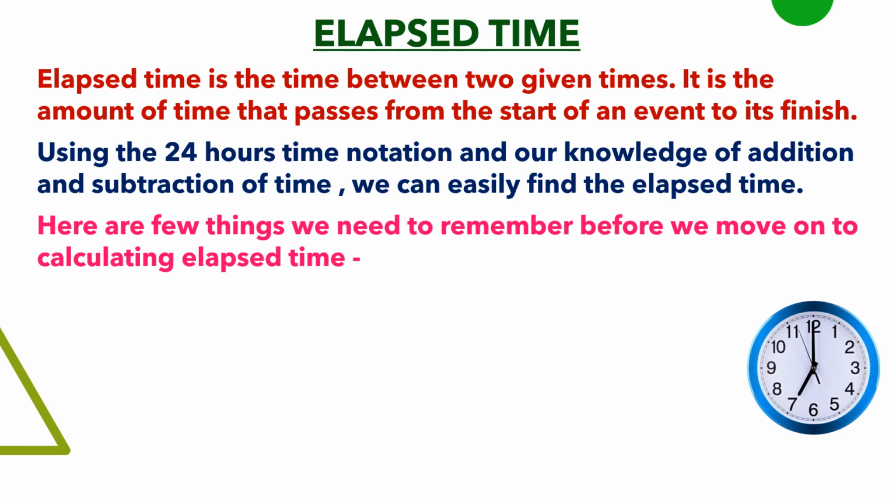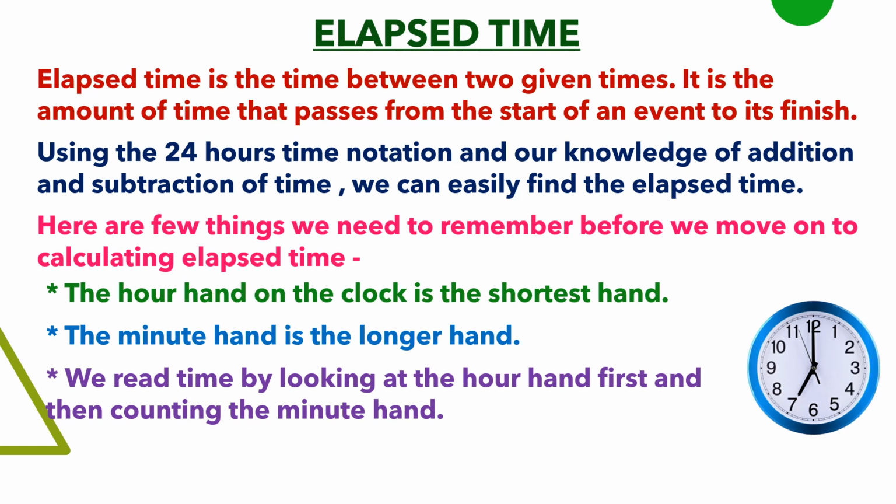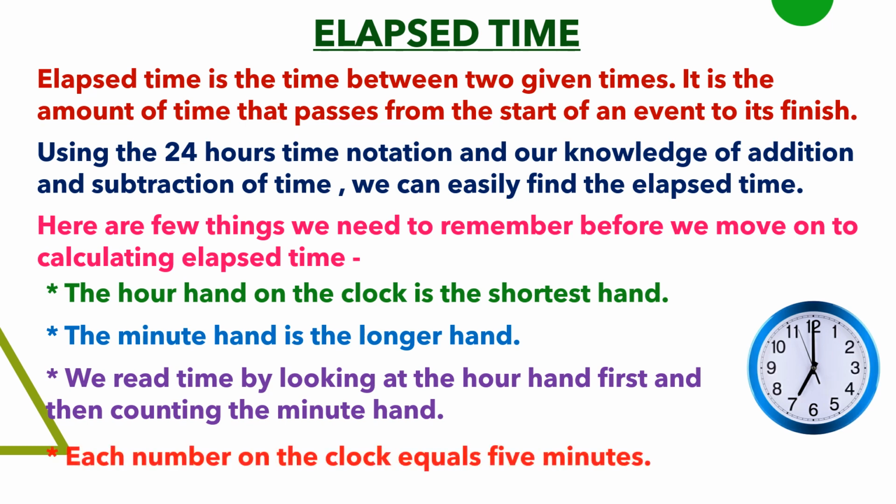Here are few things we need to remember before we move on to calculating elapsed time, or this is just a recap. We have already studied about the clock. The hour hand on the clock is the shortest hand. The minute hand is the longer hand. We read time by looking at the hour hand first and then counting the minute hand. Each number on the clock equals to 5 minutes. So by looking at the clock, we can easily find out the elapsed time.